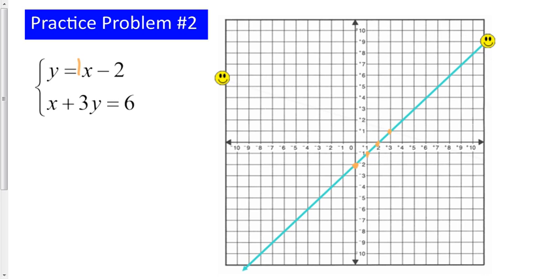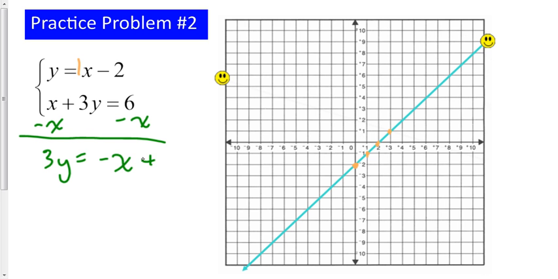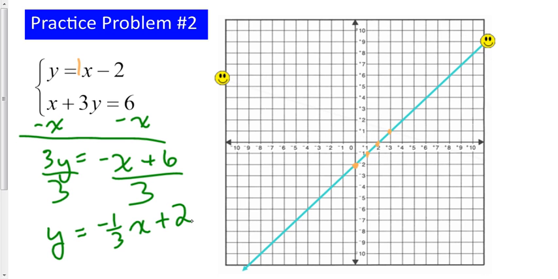Now I look at my second equation, and I see that it's not solved for y. So what I'm going to do first is solve this equation for y by subtracting x on both sides. So I get 3y equals negative x plus 6. Divide both sides by 3. I get y equals negative 1/3 x plus 2. So my y-intercept is here at 2. For my slope, I'm going to go up and to the left, up and to the left, up and to the left. And so my line is right here.